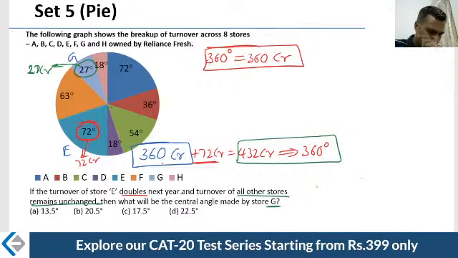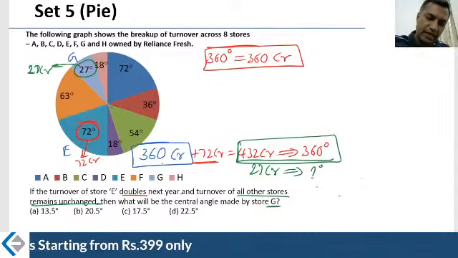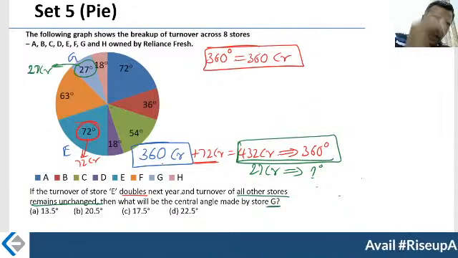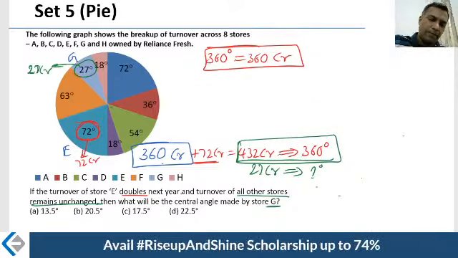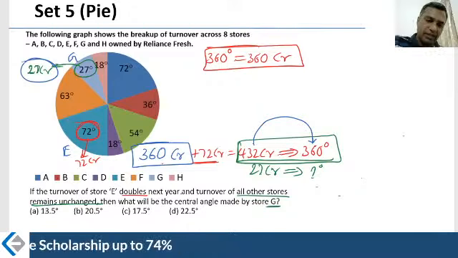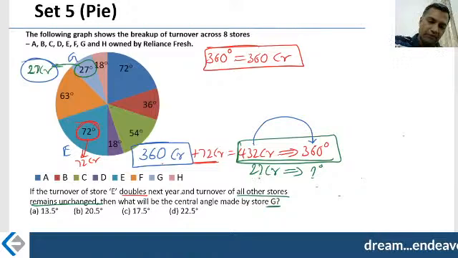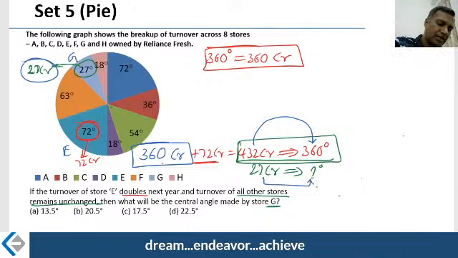Now the question is, 432 crores means 360 degrees. Therefore 27 crores means how many degrees? That's the required calculation. Let's calculate. I hope everybody got this, because the base value got changed. The base value has now become 432 crores, which corresponds to 360 degrees. Earlier, the business of G was 27 crores, and the old angle was 27 degrees. Therefore, 27 crores means what is the new angle?